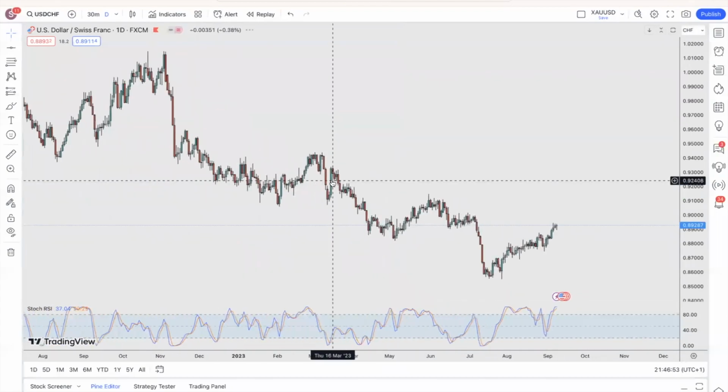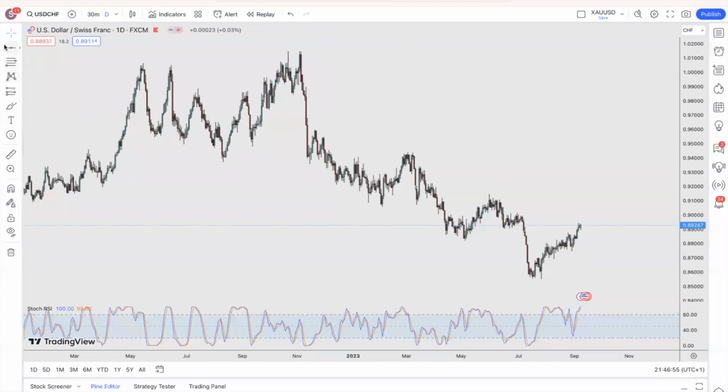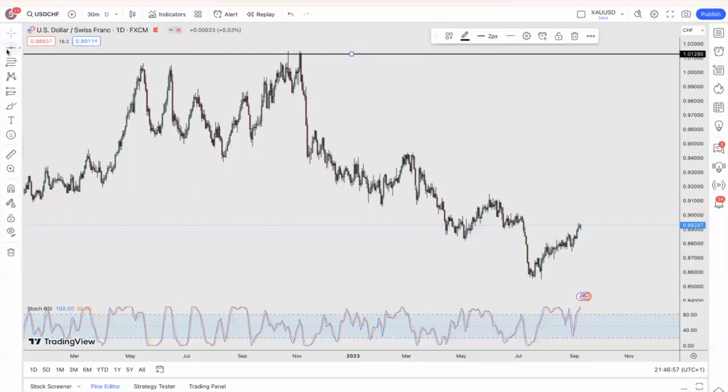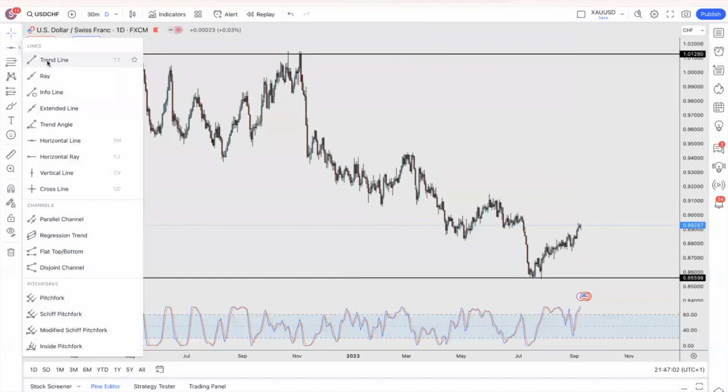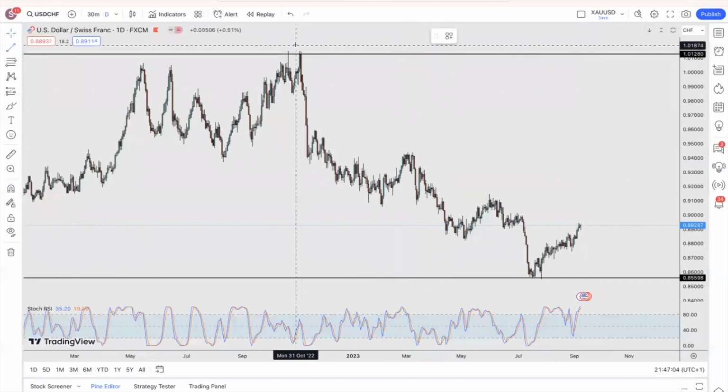So we're going to go on the daily. On the daily, I'm just going to look for major resistance. Yeah, major support around here. Okay, that's good. Do we have a kind of small trend? Not really.